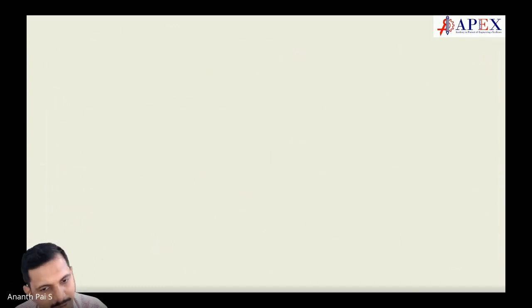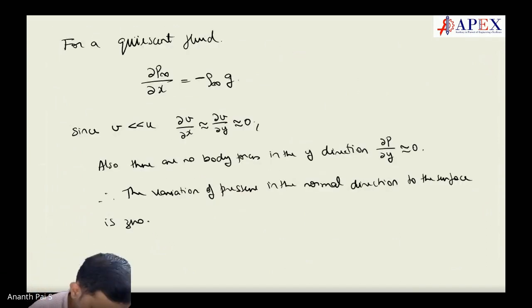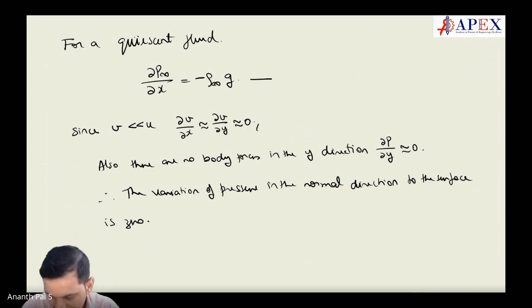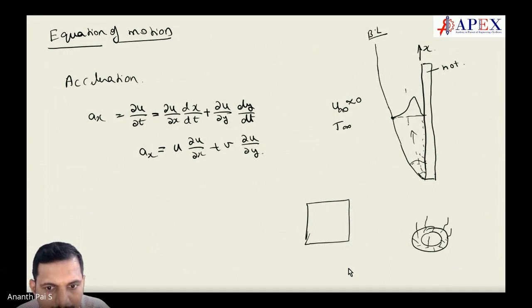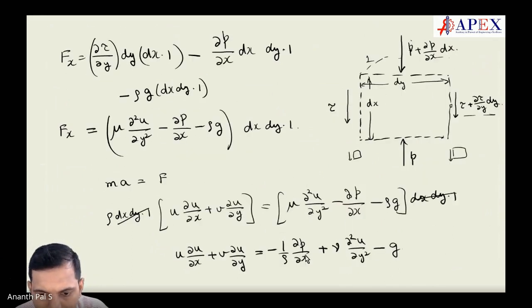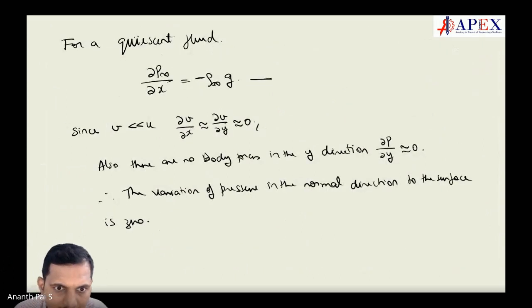Don't want, we'll leave it. Okay, we'll leave it. So now, substituting here, let me put numbers. Here dou p by dou x is there, is it not? What is dou p by dou x? Dou p by dou x is minus rho infinity g.